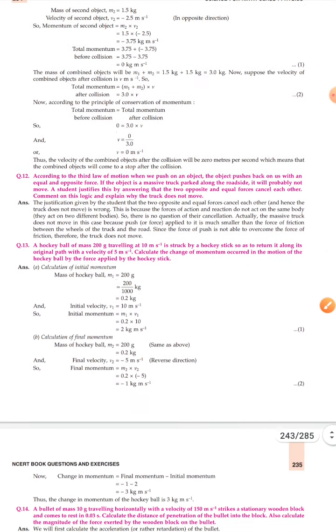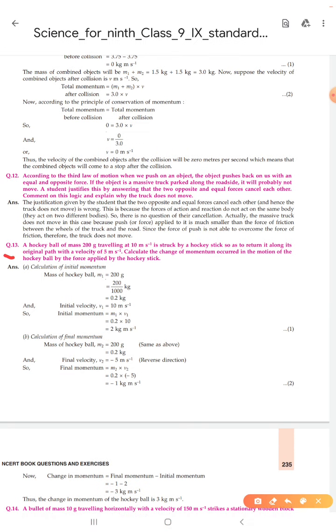Okay, like that we have this question also, question number 13. You can see a hockey ball of mass 200 gram traveling at 10 meter per second. Okay, so we can find momentum by multiplying mass and velocity. We know that we can get momentum by the formula mass into velocity. It is struck by a hockey stick so as to return along its original path with a velocity of 5 meter per second. So we have to find out the change of momentum occurred in the motion of the ball by the force applied by the hockey stick.